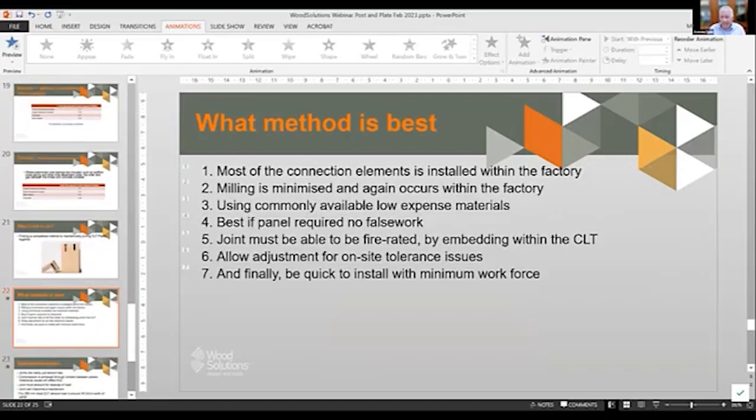So we need a connector system which has a lot of the elements installed in the factory, minimizes milling, uses commonly available low-expense materials, is best if panel required, no formwork, joints that may be able to be fire rated and embedded within CLT, allows adjustment on site for some tolerance issues, because there's always shrinkage and expansion in timber, and finally is quick to install with a minimum workforce. So there's our mantra for what we want to get to in our connector system, and we'll be quite honest, we felt that it was one thing left to be done, and that's future work. So if anybody's got any suggestions for connector systems, let us know.